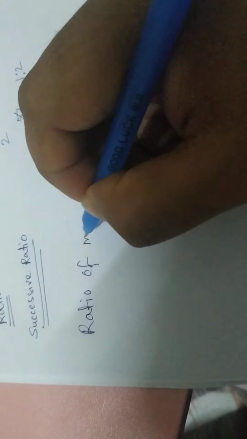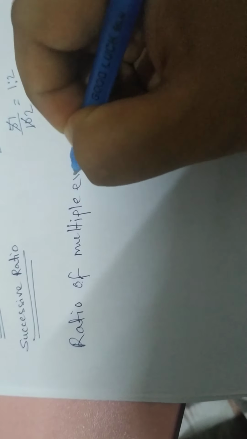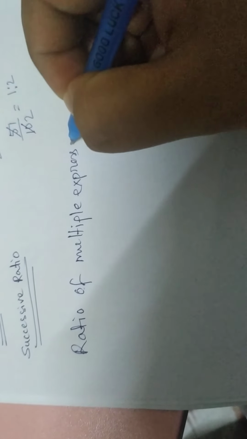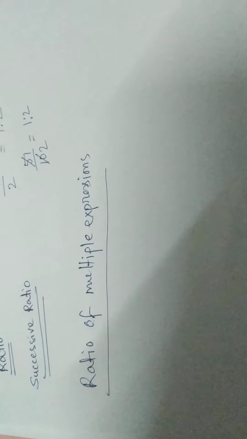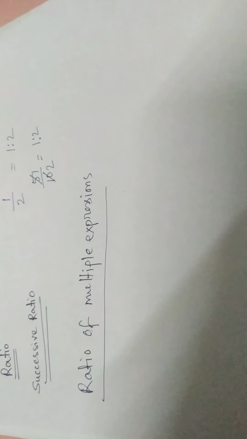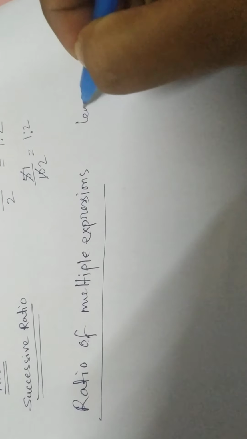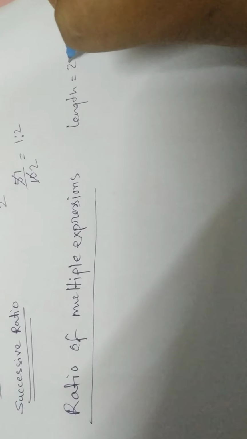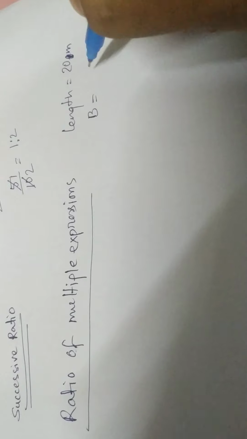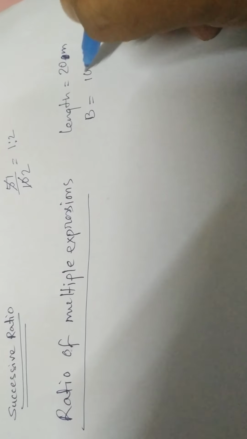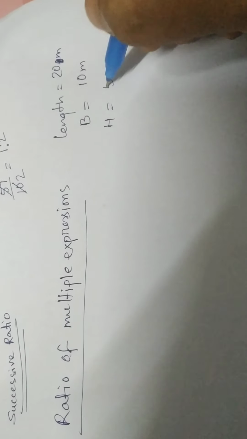of multiple expressions. So what does multiple expression mean? I'll just give you an example, you can easily understand. Ratio of multiple expression means, suppose let us consider a room. A room has length 20 meter, breadth let's say 10 meter, then height let's say 5 meter.